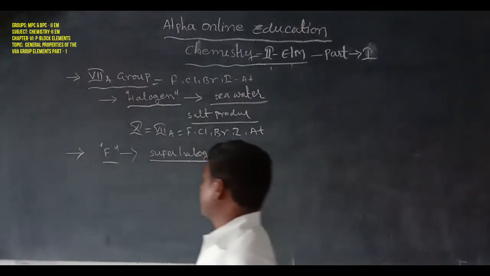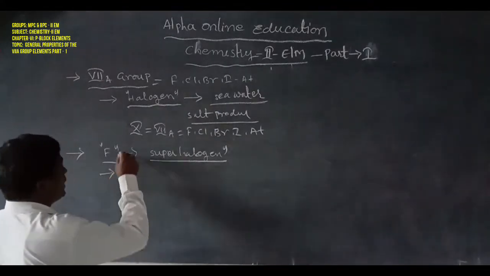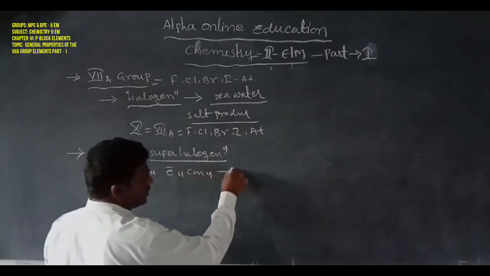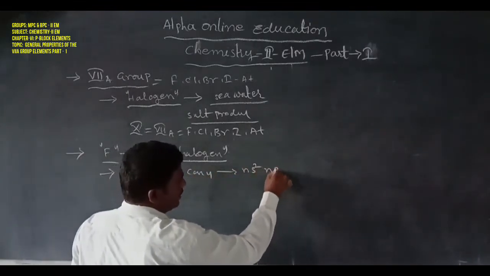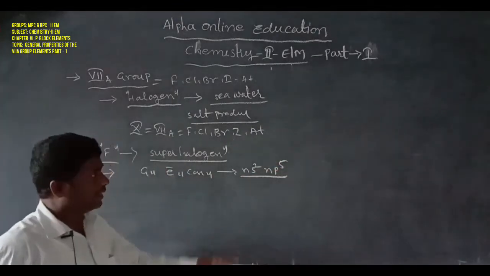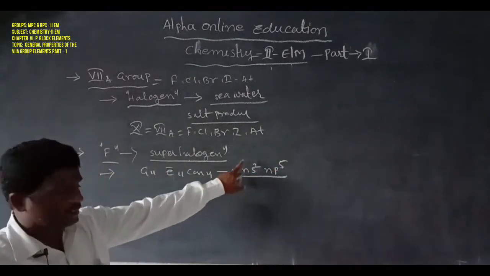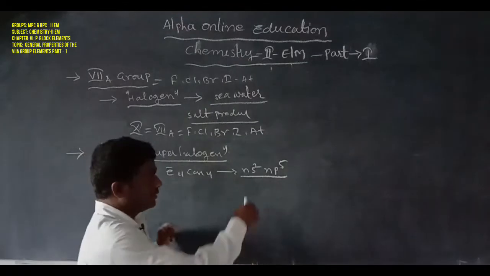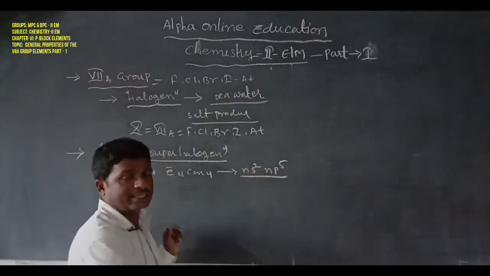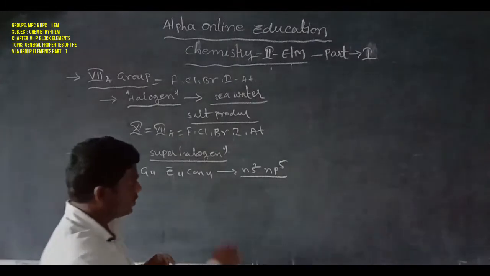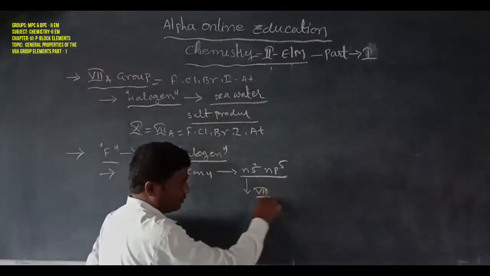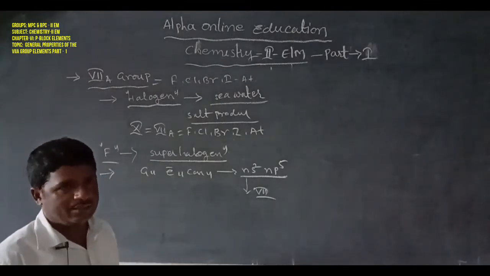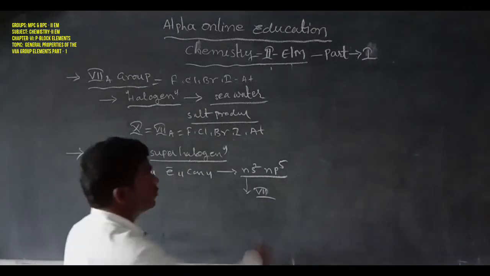Next, another one, the general electron configuration of the 7th A group elements is ns2 np5. The s orbital has 2 electrons and the p orbital has 5 electrons. So 2 plus 5, 7 electrons exist in the outermost shell. In the 7th A group elements, the outermost shell has only 7 electrons, so it is called the 7th A group.